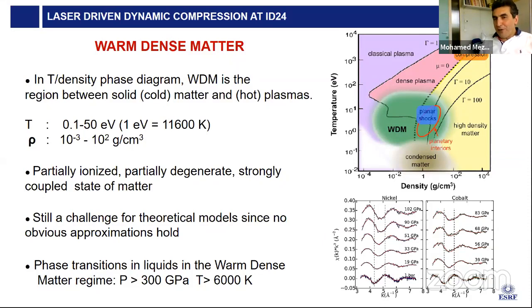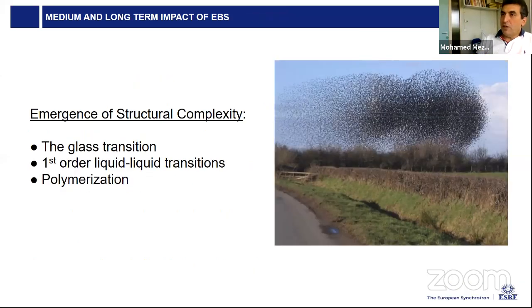Of course, there are many other things, but I lack time. There are many other experiments that could be done, such as at ID12, where they explore low temperature physics using low energy X-rays and so on. There are many other examples, but I will restrict myself to these two for the moment. And I will move on to my next topic, which is the emergence of structural complexity.